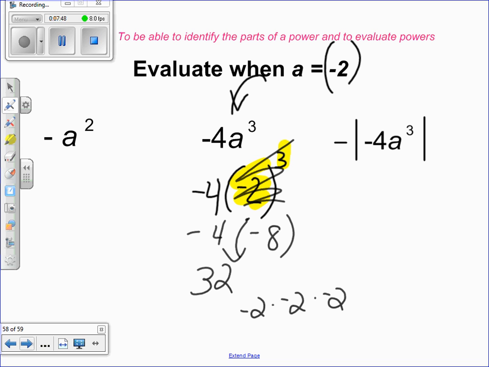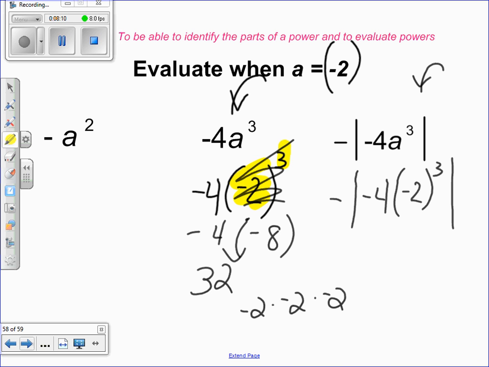Let's move over to the last example. I have negative, we could view that as negative 1 times the absolute value of negative 4 times a. We know that a is the same as negative 2 to the third power, absolute value. All right, so absolute value is like a group. You do the stuff inside it first and try to condense it down as much as you can. So again, exponents before you multiply. The 3 applies to everything in the group. So negative 2 times negative 2 times negative 2, again, is negative 8.